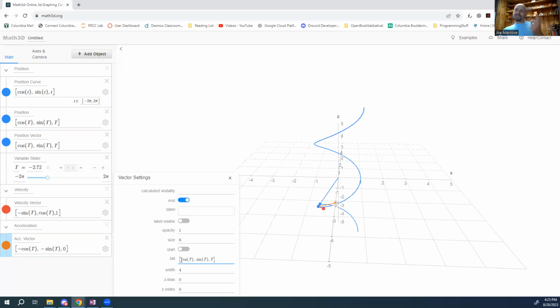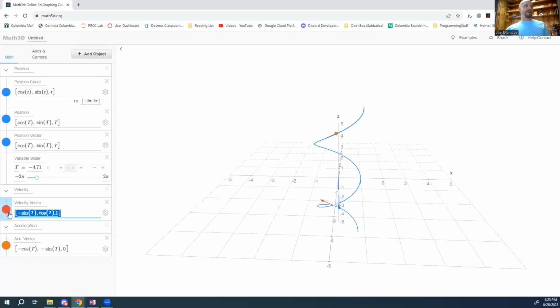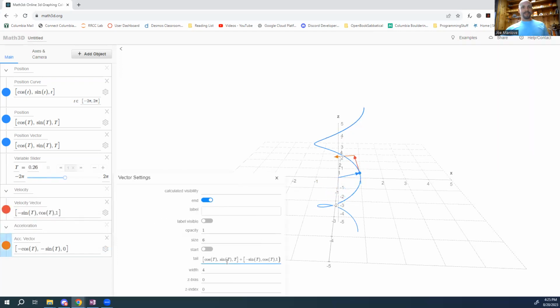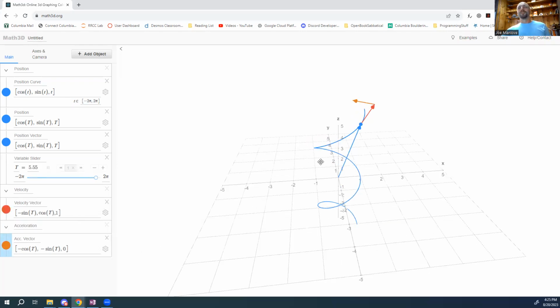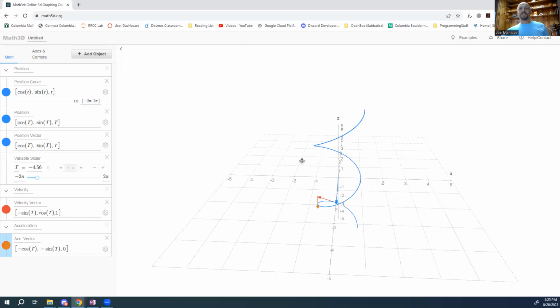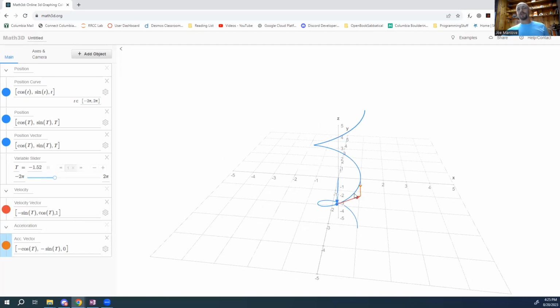But acceleration isn't a change in position, it's a change in velocity. So I think I should put it on the end of the red vector. And I think we can just go ahead and do that. And there we are. Beautiful. So you can see that the orange vector is pulling on the red vector, and the red vector is pulling on the blue vector, and that's describing how this point moves through space.